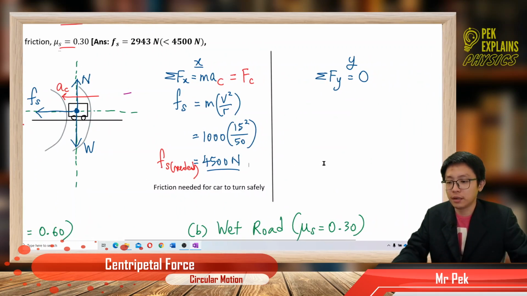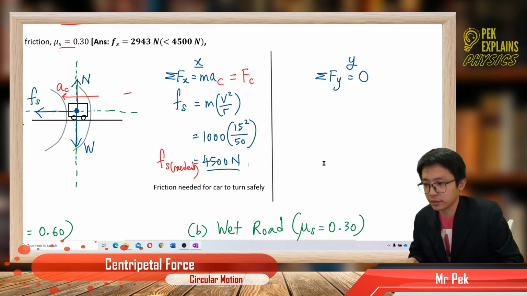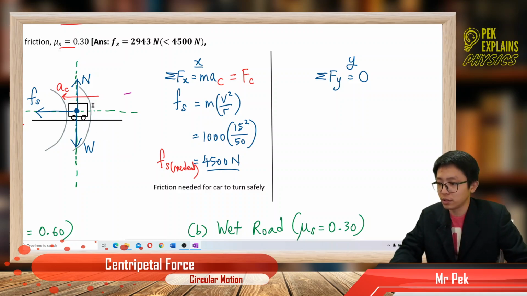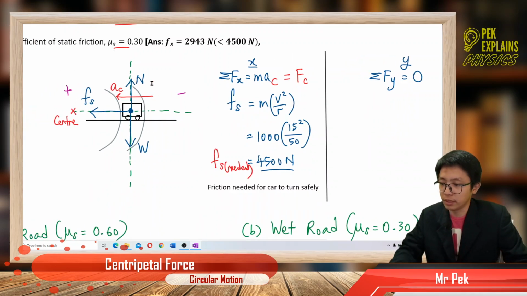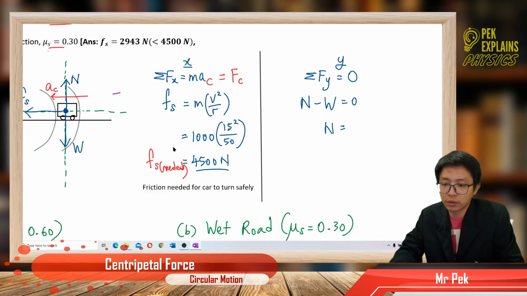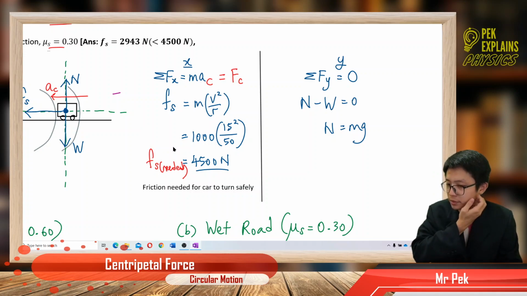And now, let's also do the Y components. So the Y component, what do we have? We have the normal force going upward, which we put as positive, and the weight downward, negative. So N minus W equals 0, so N equals mg. That's it. We got the normal force.